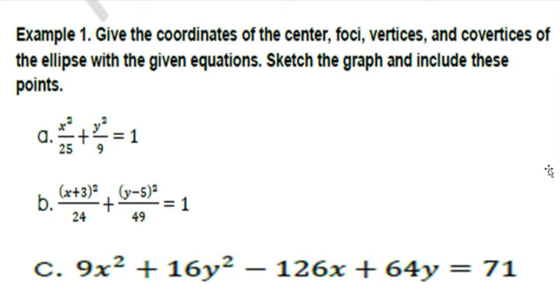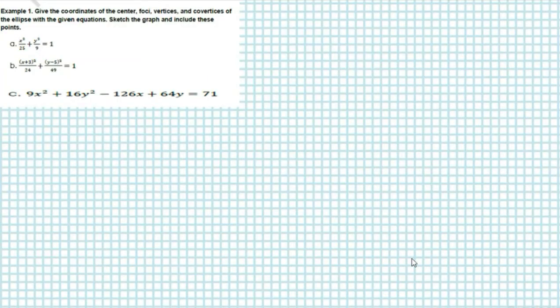So let's solve a problem. Na-solve na ito sa module, pero i-explain ko further kung paano yung solution niya para mas maintindihan ninyo. For our example number 1, give the coordinates of the center, foci, vertices, and co-vertices of the ellipse with the given equation. Sketch the graph and include this point. So for letter A, x squared over 25 plus y squared over 9 is equal to 1. And letter B, (x plus 3) squared over 24 plus (y minus 5) squared over 49 is equal to 1. For letter C, naka-general equation siya: 9x squared plus 16y squared minus 126x plus 64y is equal to 71. So let's proceed to solve this example.